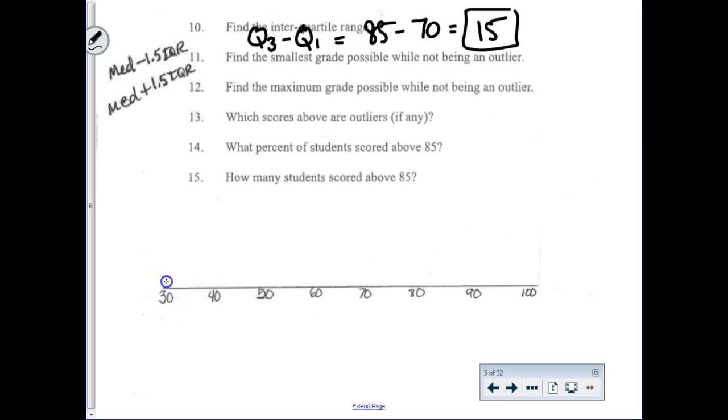Our minimum, remember, was a 30. Our Q1 was a 70. Our Q3 was an 85, which would be right there. And then 100 was our maximum. I feel like I missed some. Oh, median. Who was our median? 80? Okay, there's 5. So these middle 3, which are supposed to be the same size, but they're not, we're going to create a box out of them.